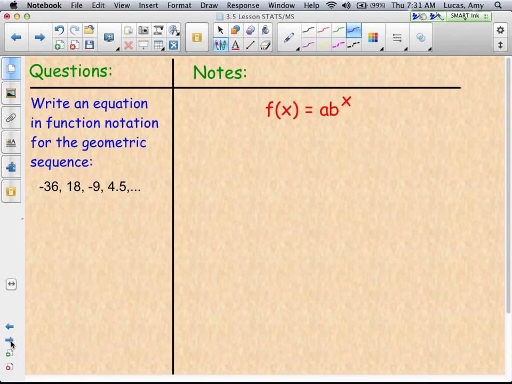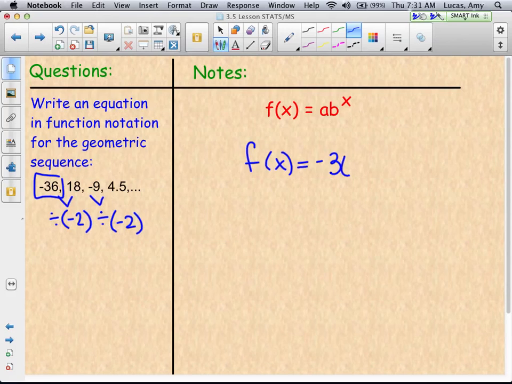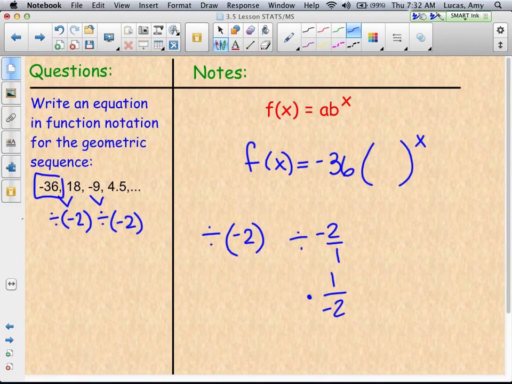One more. This one is divided by a -2, divided by a -2 each time. And it's starting at -36. So first term, -36. And that ratio, if you're dividing by -2 or dividing by -2 over 1, I would multiply by the reciprocal. So flip it over, and you still have a negative. It's -1/2, multiplied by -1/2.